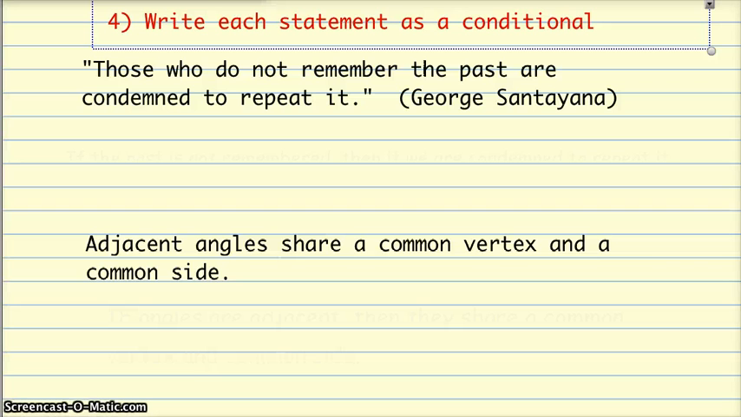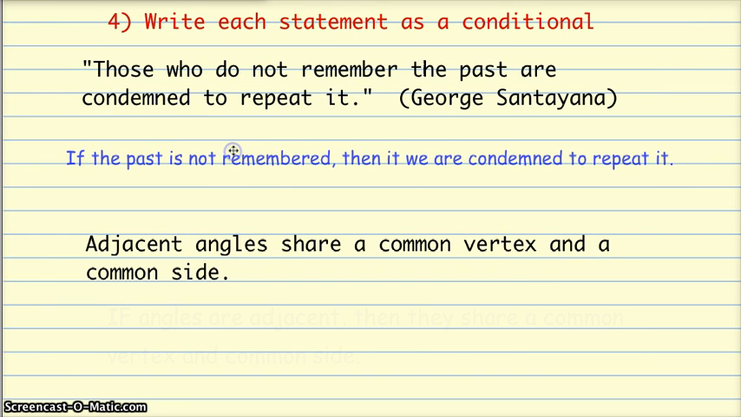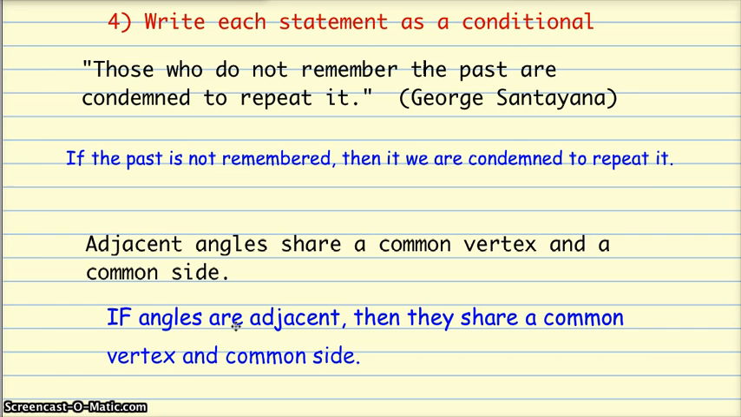So for instance, those who do not remember the past are condemned to repeat it, written as a conditional statement, could look like, if the past is not remembered, then we are condemned to repeat it. I did have to add some words in there to make it grammatically correct. Looking down below, adjacent angles share a common vertex and a common side. One example could be, if angles are adjacent, then they share a common vertex and a common side.